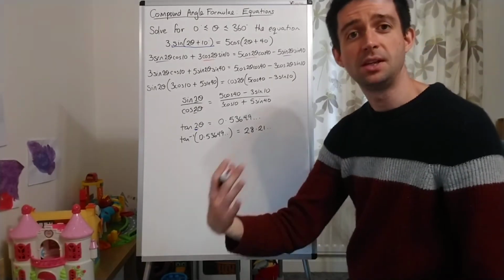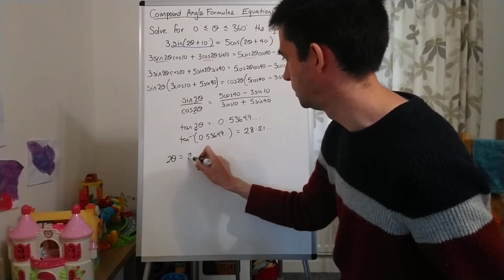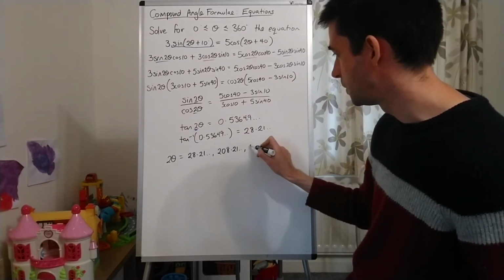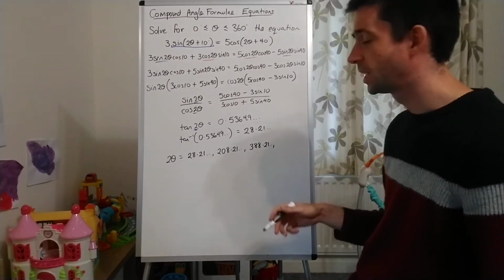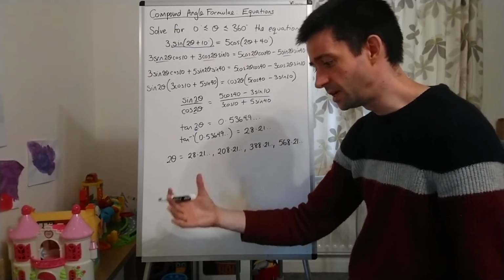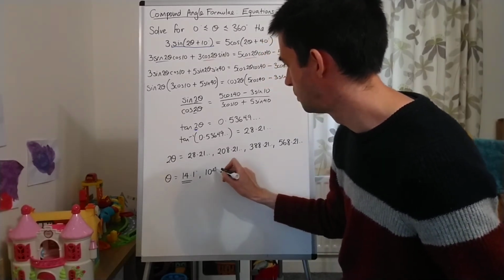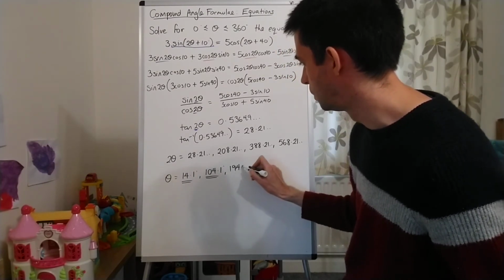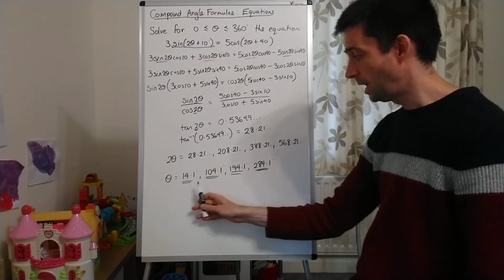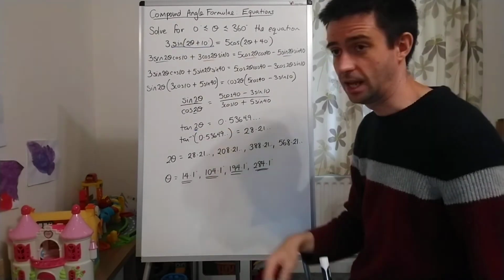And I know that with tan it repeats every 180 degrees, so I can keep adding 180 degrees to these values. So I can say that 2 theta is 28.21, adding 180 is 208.21, adding another 180 is 388.21, and adding another 180 is 568.21. Now, because it's 2 theta, I'm going to need to divide each of these by 2, which is going to give me 14.1, 104.1, 194.1, and 284.1. And as you can see, each of those 4 values is in the acceptable range of 0 to 360, and I have 4 solutions, twice as many, because it's tan 2 theta.